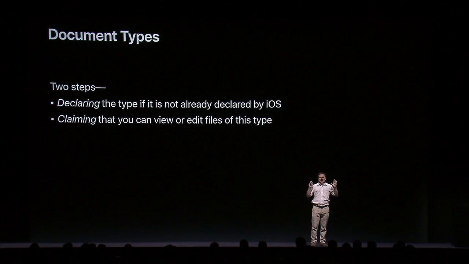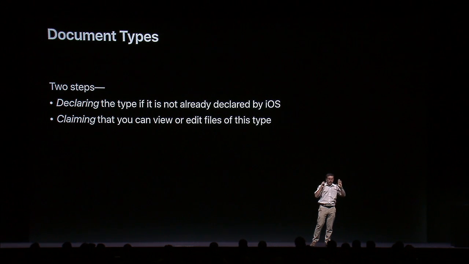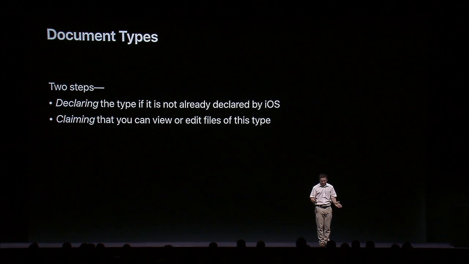There are two steps when you want to configure document types. You need to declare the type first, if it is not declared by iOS already. And then you need to claim it to tell iOS you can view or edit files of this type. Let's start with type declaration.